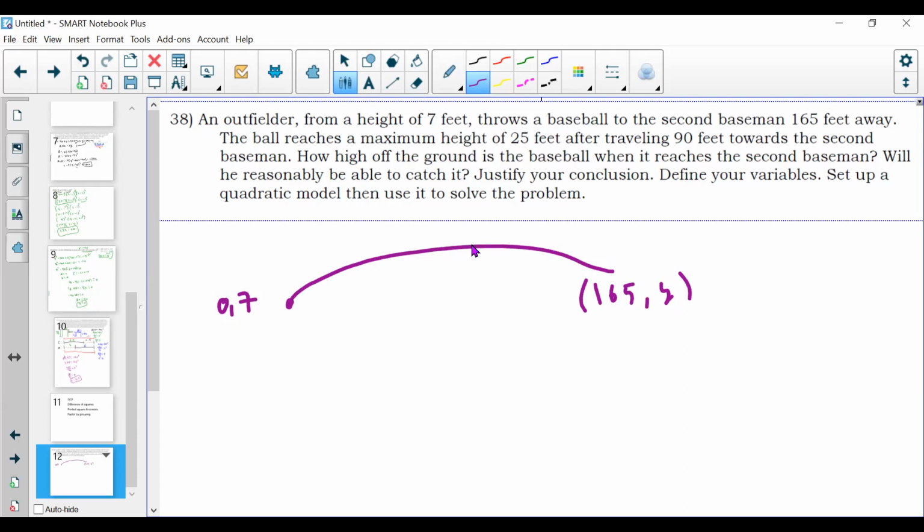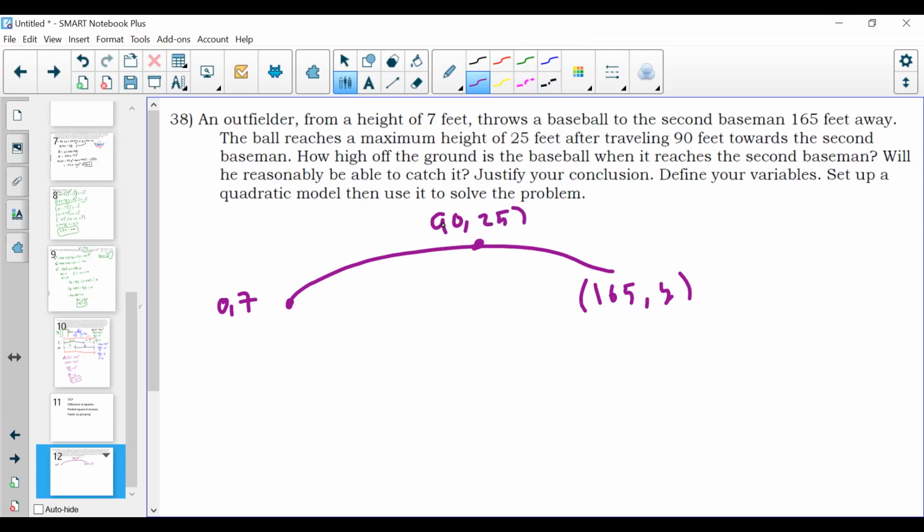So it reaches a maximum height. Let's say this is the maximum, a maximum height of 25, after traveling 90 feet towards the second baseman. So after 90 feet of it going, it reaches a height of 25. How far off the ground is the baseball when it reaches the second baseman? So I want to figure out what this y is going to be, and if it'll be possible for the guy to actually catch it. Will it actually make sense for this guy to catch it?